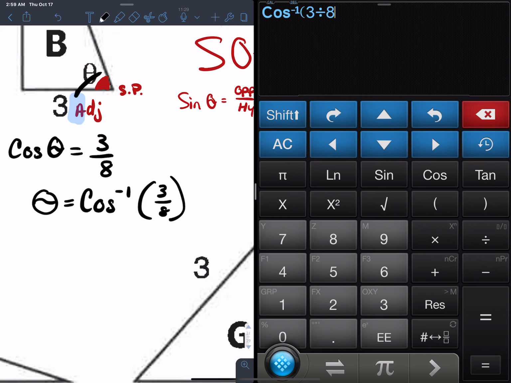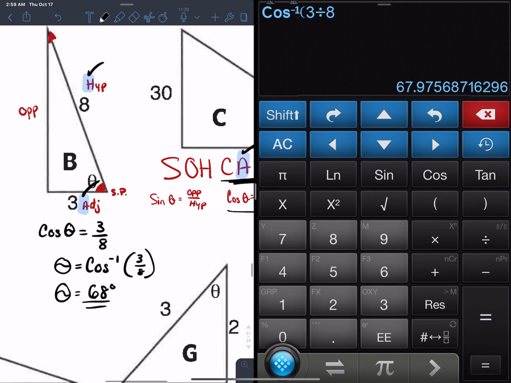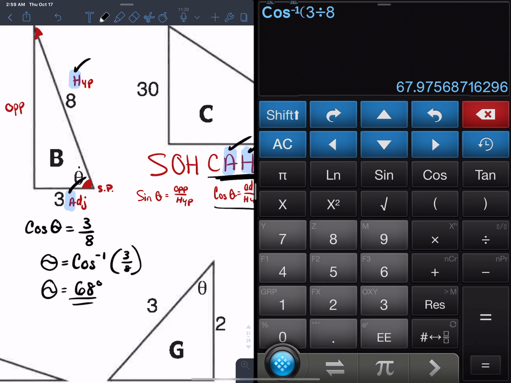Hit enter. So that is going to be, theta is going to be, in this case, let's just round this off to be 68 degrees, because if we round off to the first place past, it's going to change it all. So we'll just say 68 degrees. And to me, that looks like this angle right here could be a 68-degree angle.